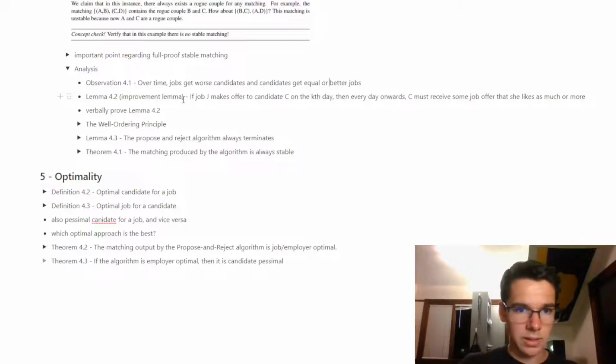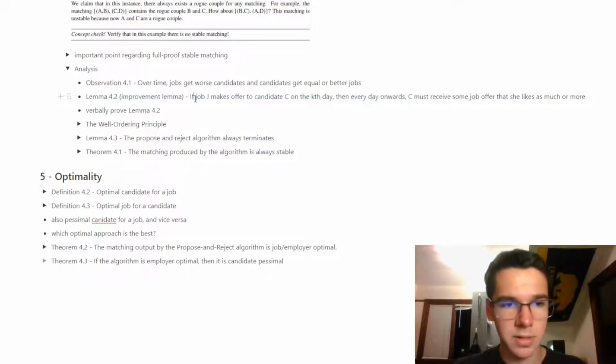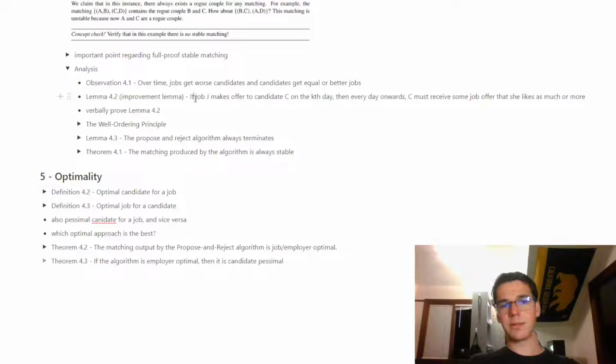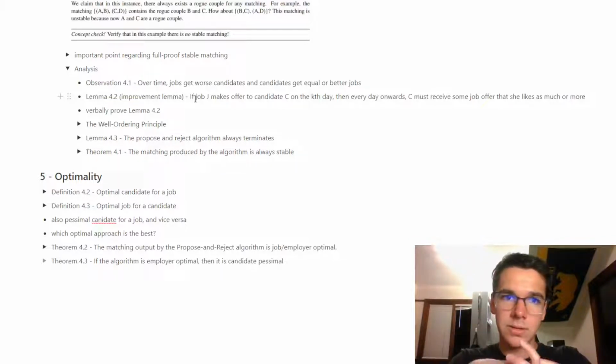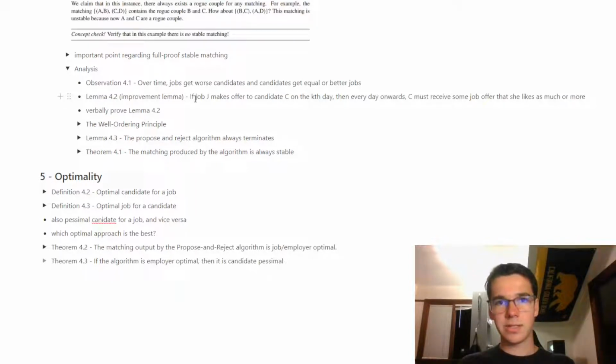Okay? And here is something that's been brought up a couple times, in discussion and in the actual problems we did, called the improvement lemma. It essentially says that if a job J makes an offer to a candidate C on some day K, then every day onwards, C must receive some job offer that she likes as much or more. So essentially, once a candidate receives a job offer, they have some sort of job, and as time progresses, they won't lose that job. They'll at least have that job.